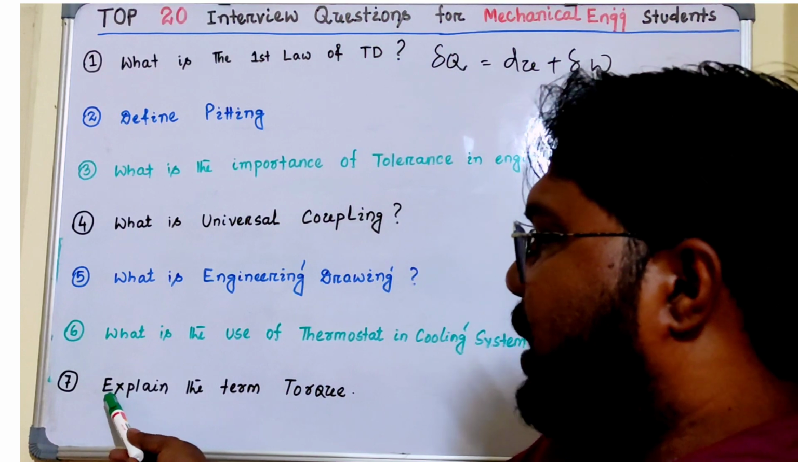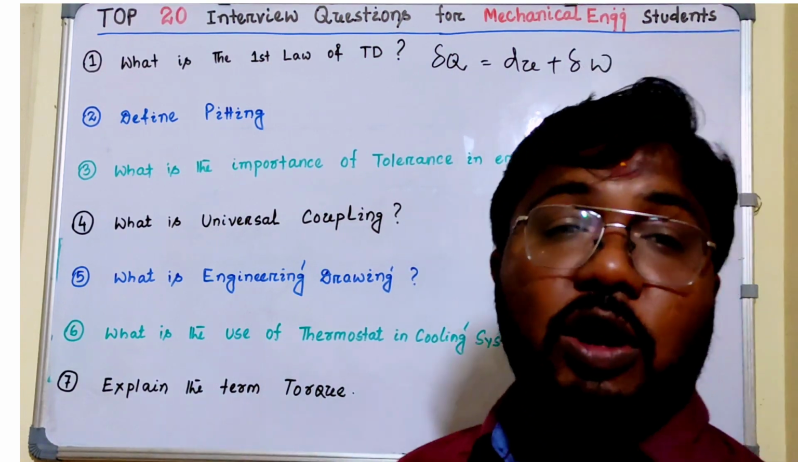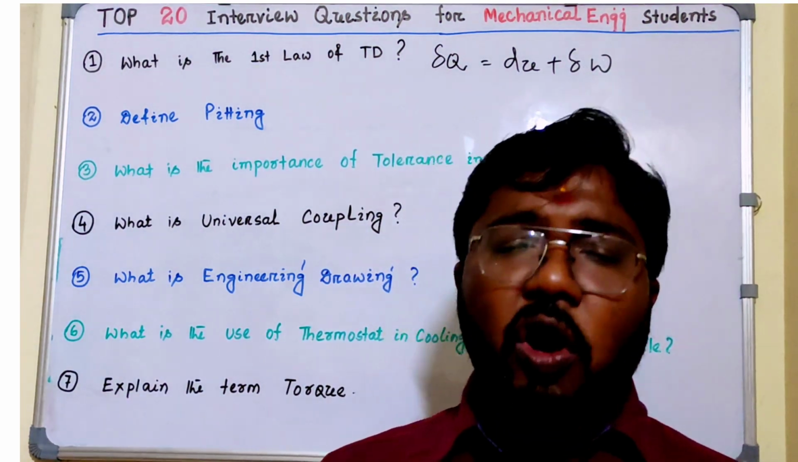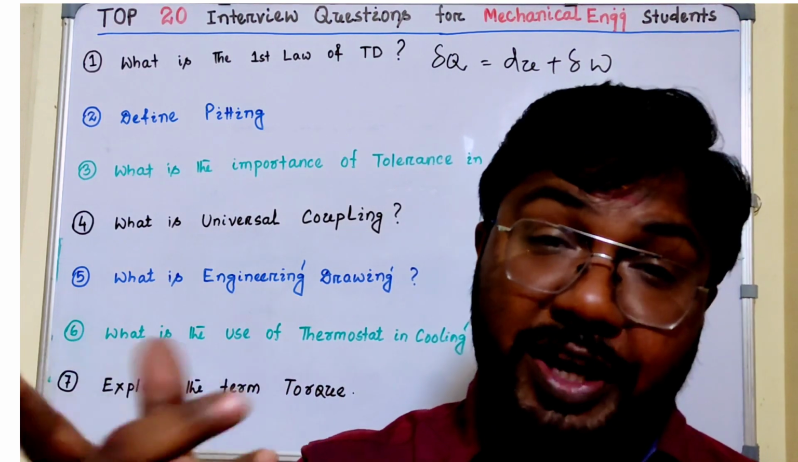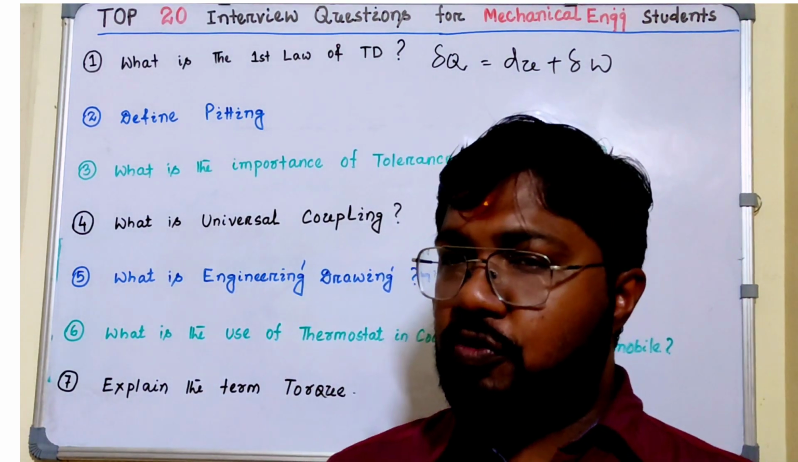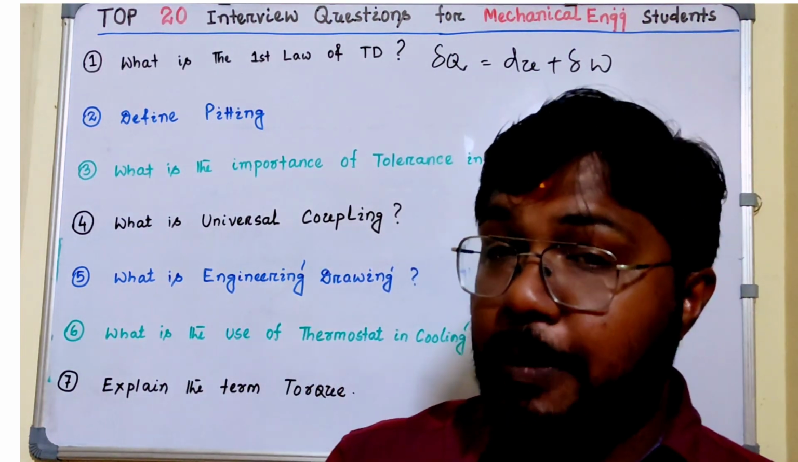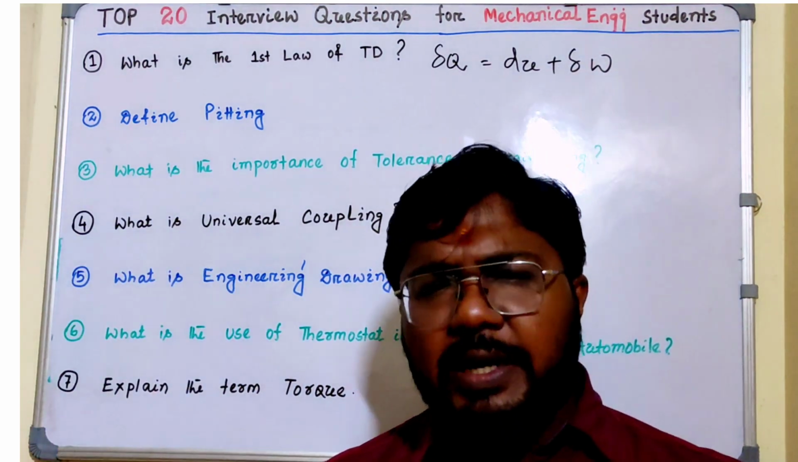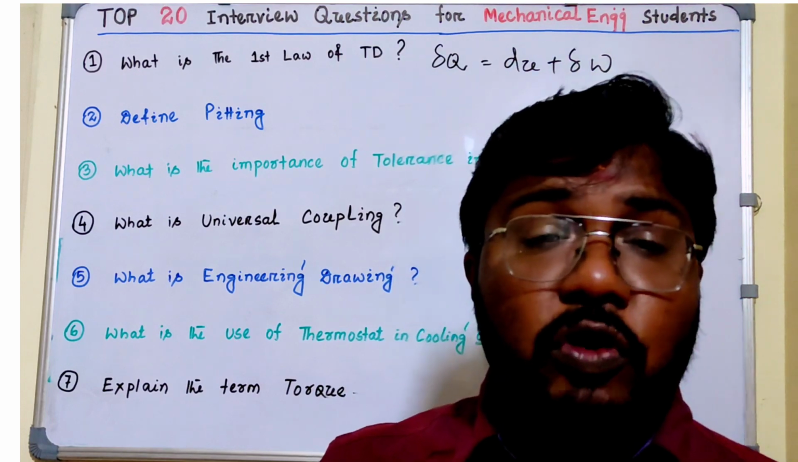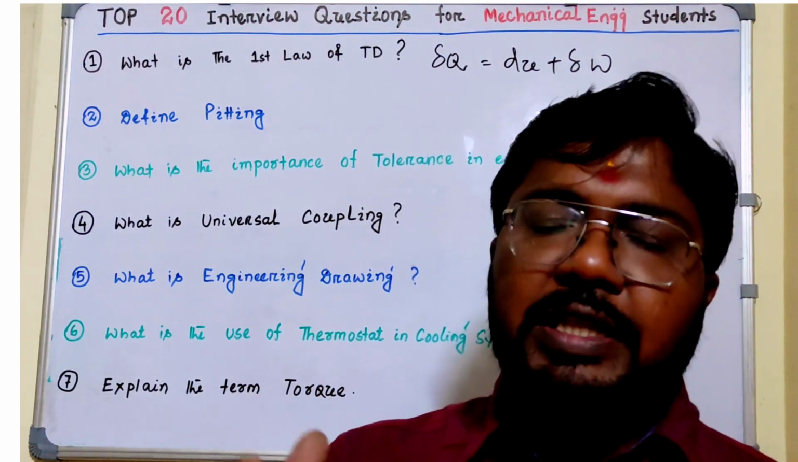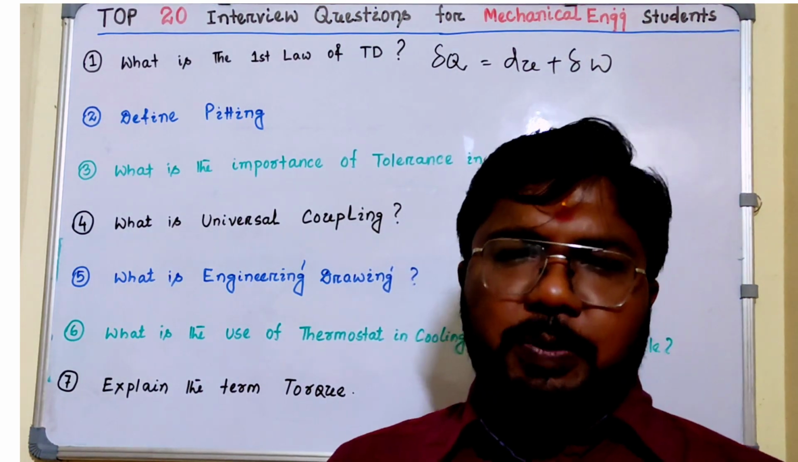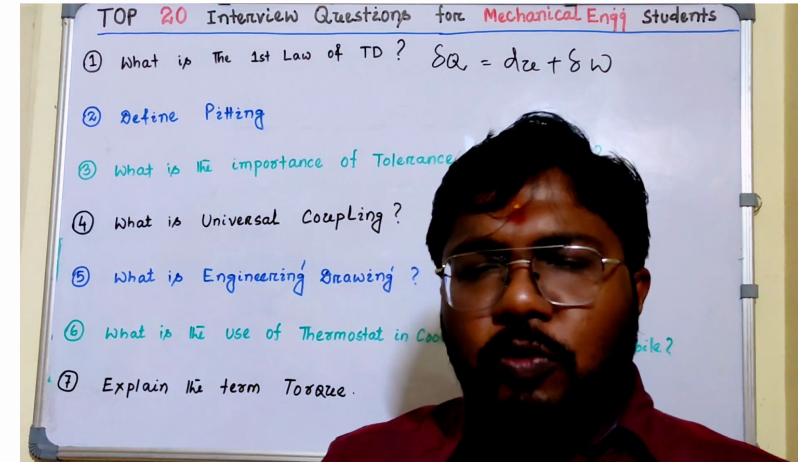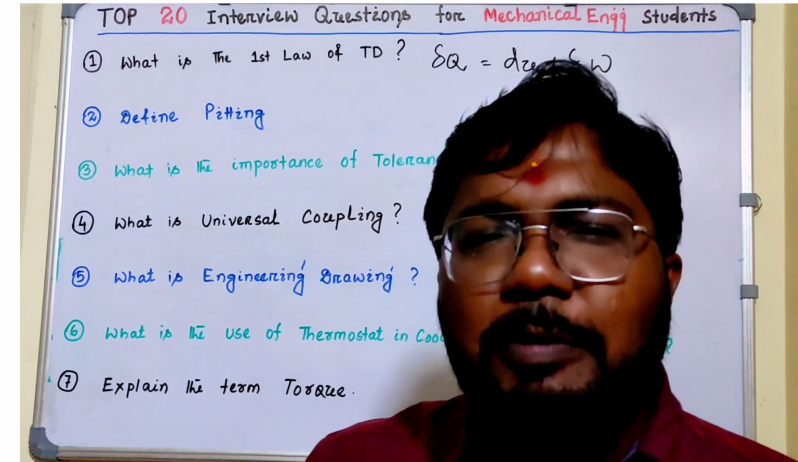The last, seventh number one, explain the term torque. Torque, we can say, is force into radius. It is the force which, whenever applied, makes a body tend to move. In mechanical engineering, we are more comfortable with torque than with power, because in mechanical engineering our objective is that many of the things have to be rotated.